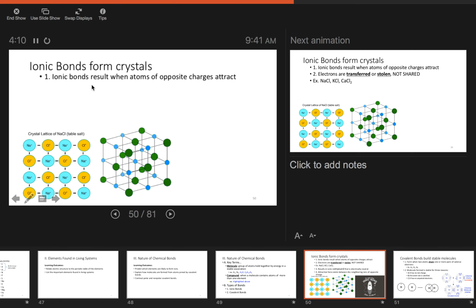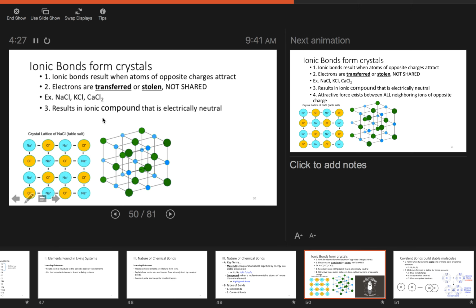Ionic bonds result when atoms of opposite charges attract, and electrons are transferred or stolen. They are not shared. So these are all great examples of ionic bonds or ionic substances. It results in an ionic compound that's electrically neutral. So 1 positive charge, 1 negative charge, put them together, they're neutral.